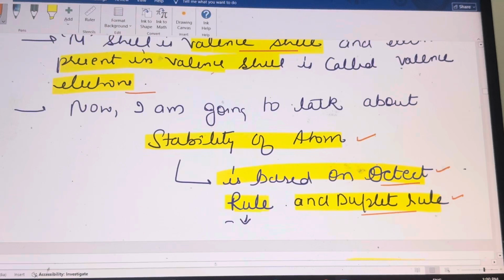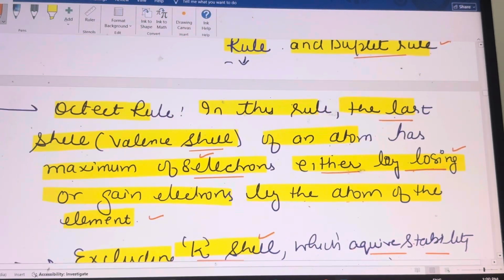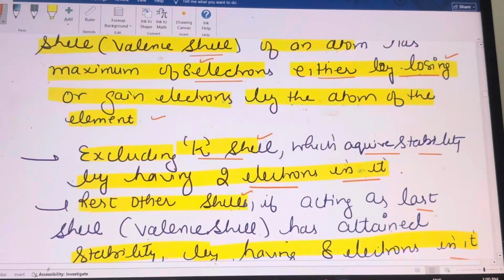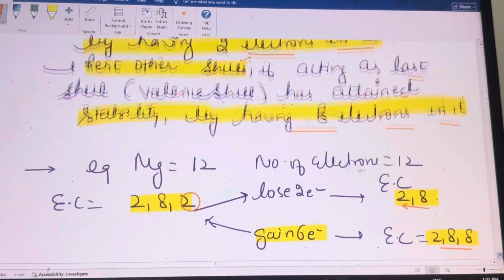So stability of the atom is based on the octet rule and the duplet rule. Students, you want to know what is the octet rule. In this rule, the last shell or valence shell of an atom has a maximum of 8 electrons, either by losing or by gaining electrons by the atom of the element. Excluding the K shell, which is the smallest shell and acquires stability by having 2 electrons, the rest of the shells, L, M, N, if acting as the last shell, can attain stability by having 8 electrons in it.